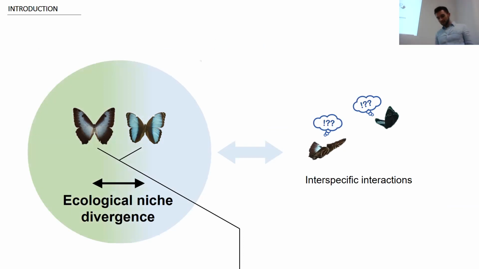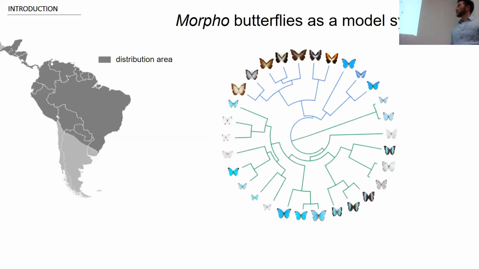But during my thesis, I focused on a group of closely related species, the butterfly genus Morpho. Those large butterflies are emblematic of the Amazonian rainforest, and they are mainly known for their blue structural coloration. But as you can see, they are also quite diversified in wing shape, size, and color.